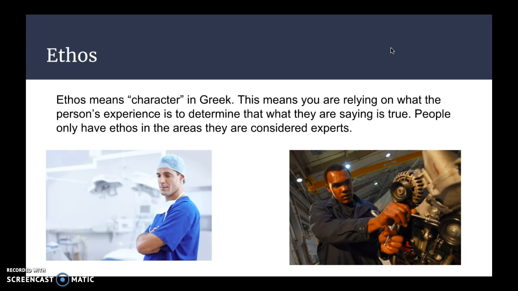You would not want your pediatric doctor to fix your car, just as you would not want your mechanic to fix your brain. They both have ethos. They both have credibility. They both have expertise. They cannot have expertise in areas that they are not experienced in or not educated in. Both of these individuals carry ethos. They just carry it in a different way.